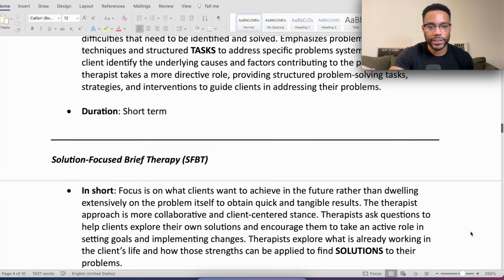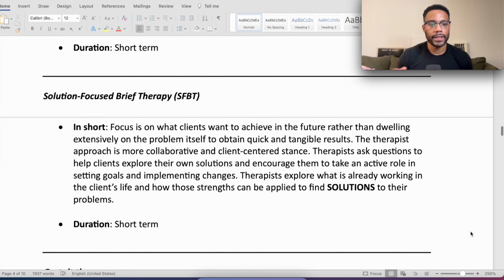Now we have solution focused brief therapy, or SFBT. In short, the focus is on what clients want to achieve in the future rather than dwelling extensively on the problem itself to obtain quick and tangible results. The therapist approach is more collaborative and client centered. Therapists ask questions to help clients explore their own solutions and encourage them to take an active role in setting goals and implementing changes. Therapists explore what is already working in the client's life and how those strengths can be applied to find solutions to their problems. In the duration, as the name implies, solution focused brief therapy is considered short term.